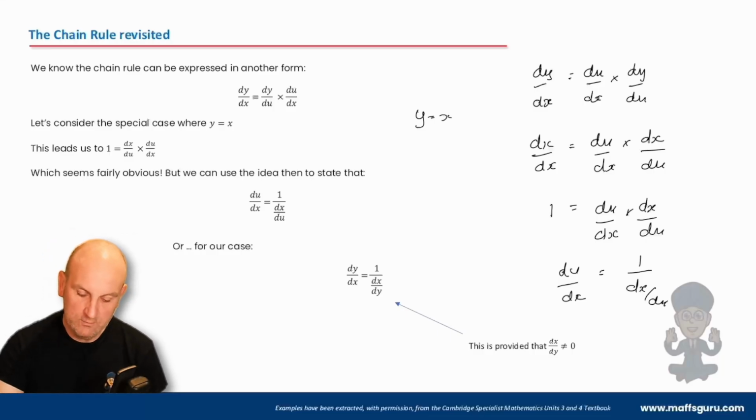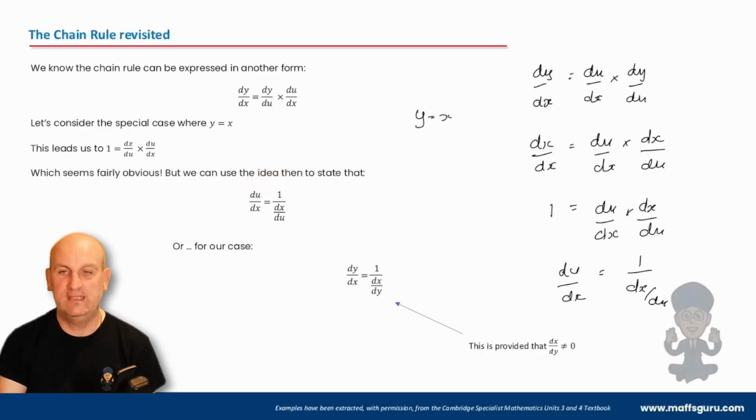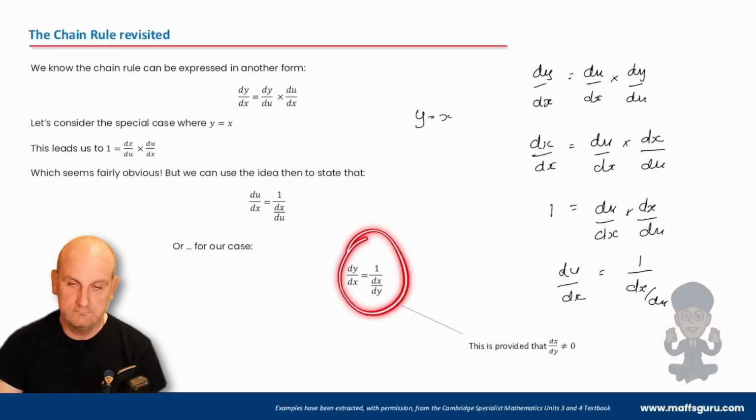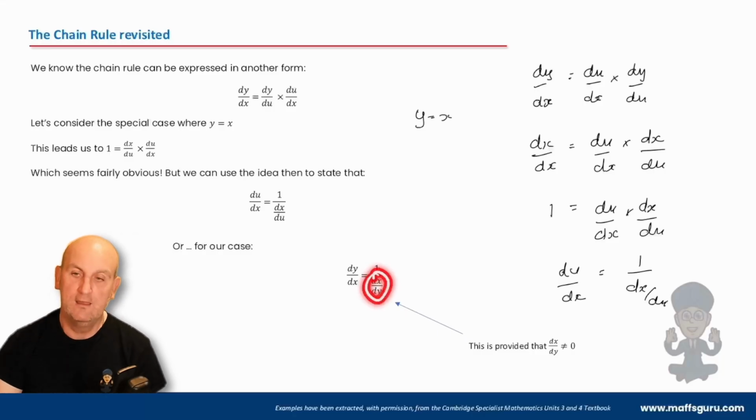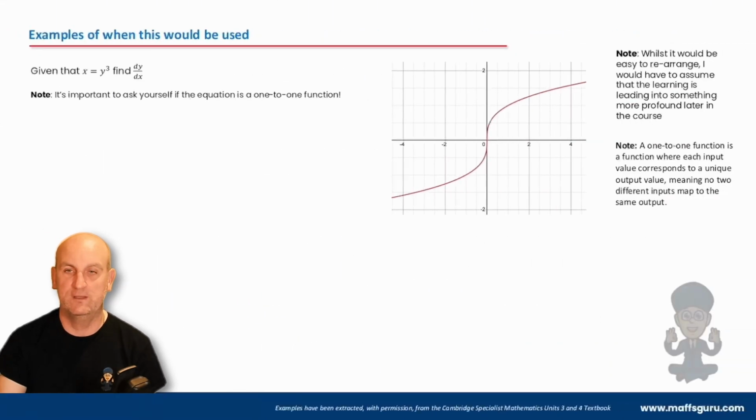Using that, if du by dx is 1 on dx by du, is it also true that dy by dx is the same as 1 on dx by dy? That means that we can differentiate x with respect to y, and when we get that answer, just reciprocate it. That seems so easy in hindsight with just a little bit of algebraic manipulation. Obviously, it's important that dx by dy cannot be 0, so we've got to be very careful.